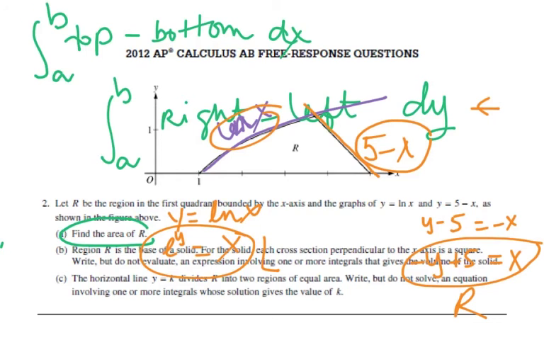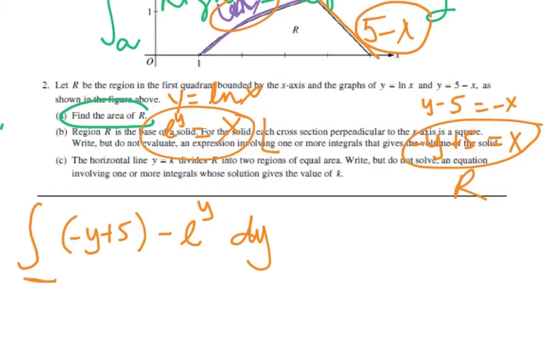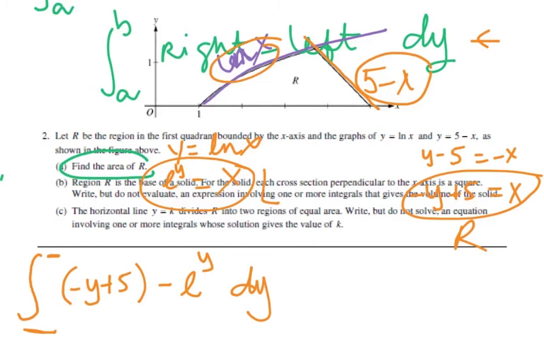Okay? To find area is going to be right minus left. So negative y plus 5 minus e to the y dy. Now here's the thing, we need to find the values. Since we use a dy, instead of from left to right, we look from bottom to top. So the bottom we know is 0, but we need to figure out what is the value of the top, which is right here. This is the point that we want.